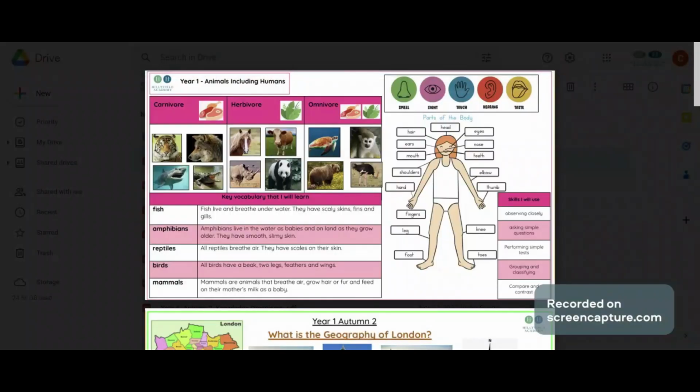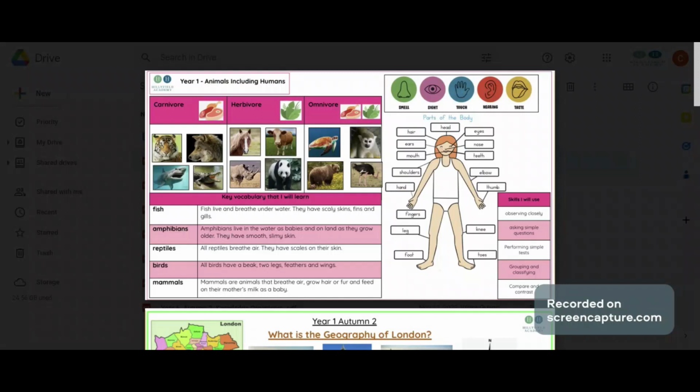So here is an example of a Year 1 Science Knowledge Organiser. As you can see, it is very visual. They have the different classifications of animals, clearly with the names and the pictures to go with that, so it's accessible to all the children. And you can see underneath they have the explanations of each of these different animal categories.